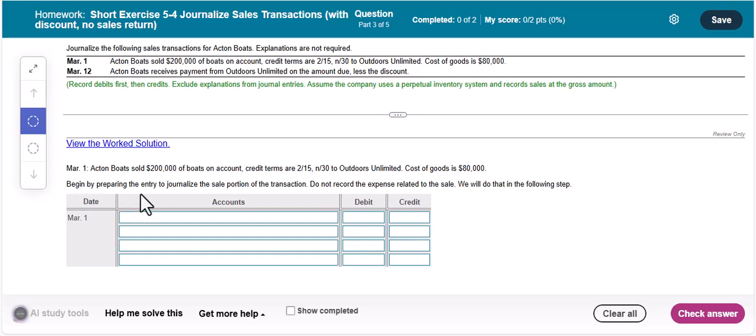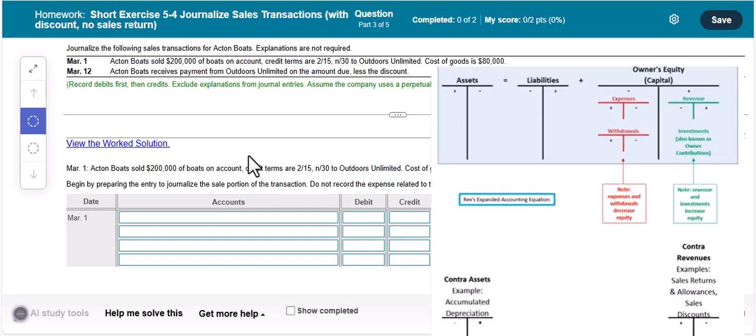Begin by preparing the entry to journalize the sales portion of the transaction. Do not record the expense related to the sale. We'll do that in the following step. So they're referring to the cost of goods sold as the second step. So our first step here, what did we get for the sale of these boats? Did we get $200,000 cash? No, we had $200,000 in sales on account, which means we are using AR. And then AR increases with a debit, so it will come first.